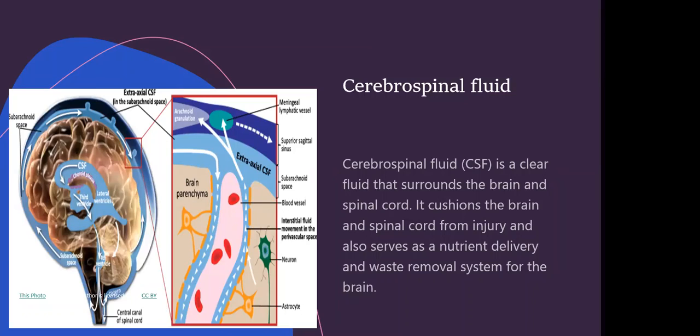Cerebrospinal fluid is a clear fluid that surrounds the brain and spinal cord. It cushions the brain and spinal cord from injury and also serves as a nutrient delivery and waste removal system for the brain.